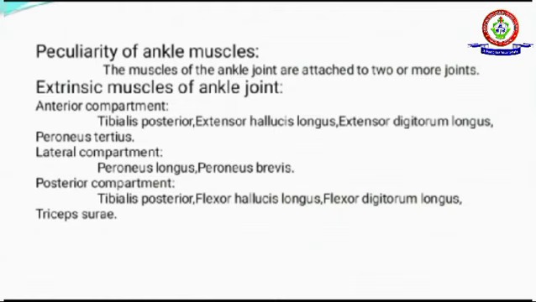Anterior compartment. Tibialis anterior, extensor hallucis longus, extensor digitorum longus, peroneus tertius muscles are present in this anterior compartment. Lateral compartment. Peroneus longus, peroneus brevis muscles are present in this lateral compartment. Posterior compartment. Tibialis posterior, flexor hallucis longus, flexor digitorum longus, triceps surae muscles are present in this posterior compartment.